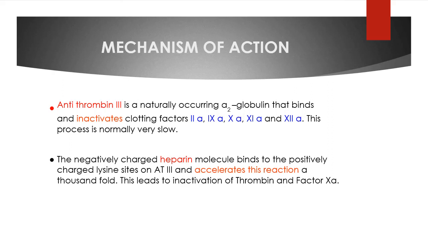Now let's discuss the mechanism of action of heparin. You should know that antithrombin 3, which is a naturally occurring alpha-2 globulin, binds and inactivates clotting factors such as 2A, 9A, 10A, 11A, and 12A. This process is normally very slow. Now, the negatively charged heparin molecule binds to the positively charged lysine sites on antithrombin 3 and accelerates this reaction by 1,000-fold. Now, this complex of heparin bound to antithrombin 3 inactivates thrombin and factor Xa and other proteases.